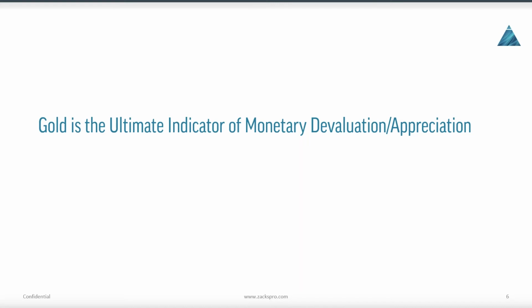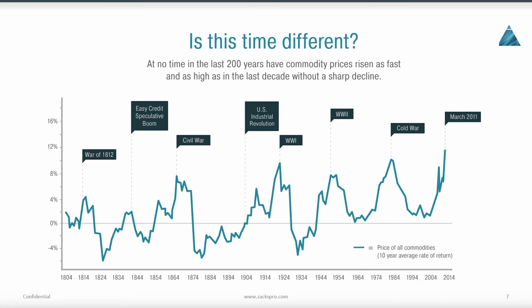And sometimes we do get that occasionally. So gold is the ultimate indicator of the monetary source of inflation. So let's take a look at history. What does history tell us as to the cycle of prices over time?